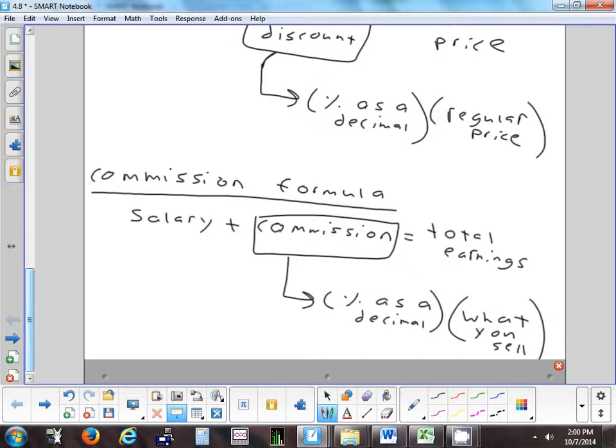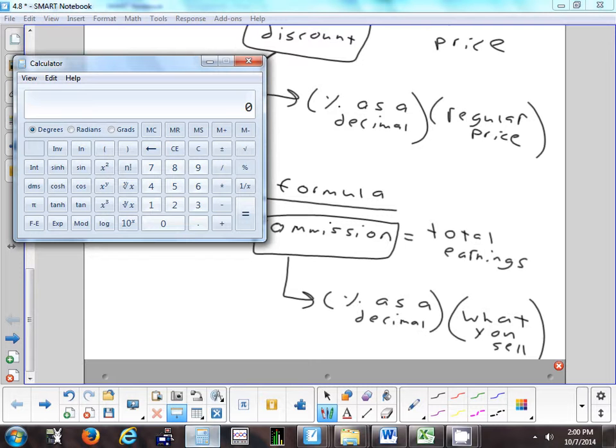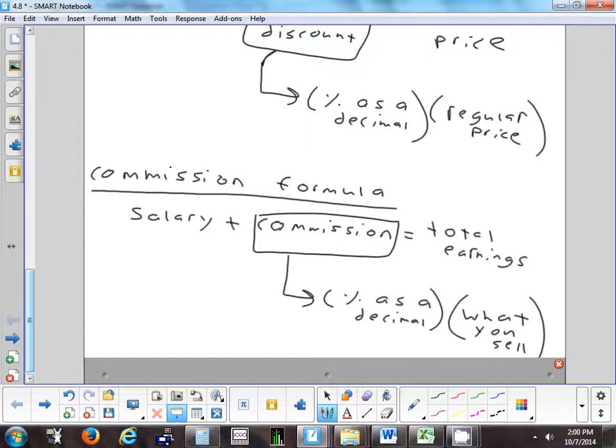So some people might say, you know what, you make a 2% commission. So let's say one week you sell $30,000 in cars. That's not that much. That might only be 3 or 4 cars. And you make 2% commission of that $30,000. So what that would mean is if you sell $30,000 in cars and you make 2%, you're going to get $600 extra that week on top of what you get paid for a salary.